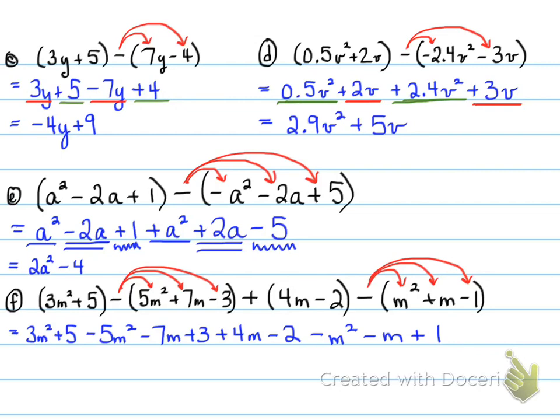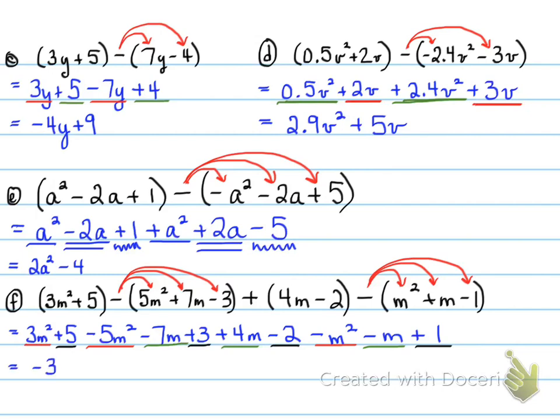So here we go. 3m squared minus 5m squared minus m squared. Minus 5 plus 3 minus 2 plus 1. Minus 7m plus 4m minus m. Now you might be confused as to what goes first. Well, folks, it goes by degree. The highest degree term should come first. So the highest degree term here is m squared.